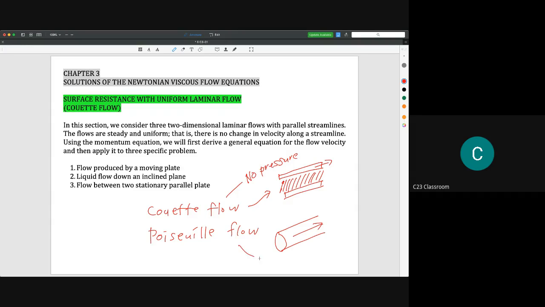But for Poiseuille flow, as you know, when fluid is moving inside a pipe, it will develop pressure, because we could calculate the pressure by using the Bernoulli equation. So the main difference between Couette and Poiseuille flow is that in Poiseuille flow, they will give you, or you need to calculate, the term dP/dx, where the pressure exists.